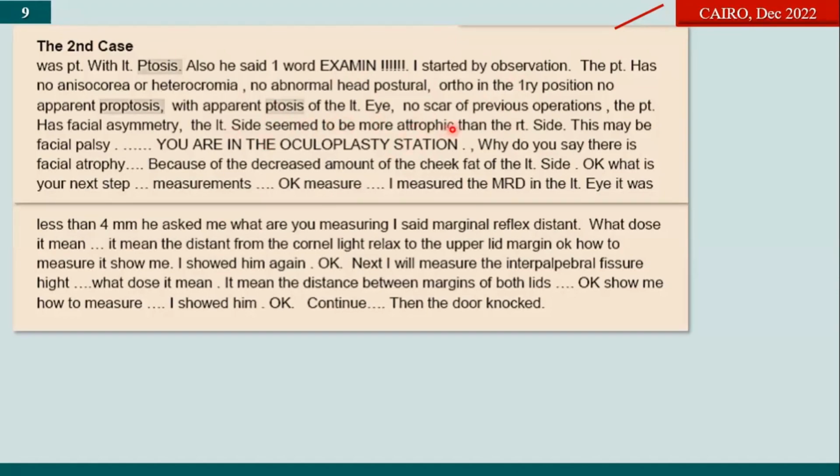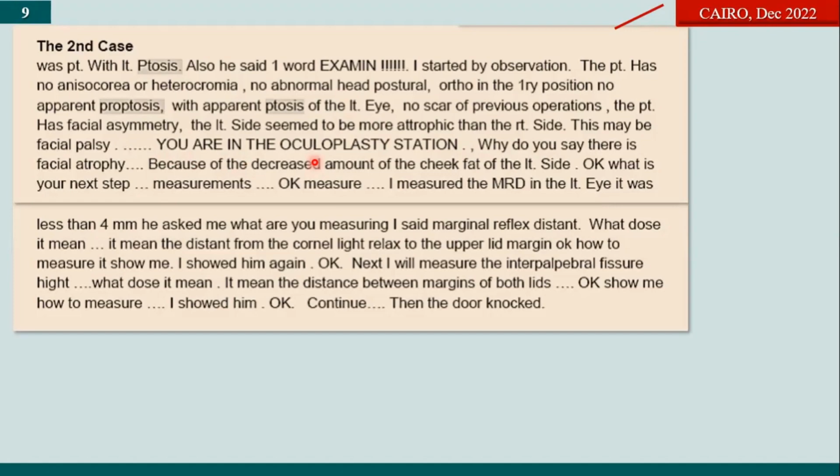No scar of previous operations. The patient has facial asymmetry. The left side seemed to be more atrophic than the right side. This may be facial palsy. You are in the oculoplasty station. Probably the examiner said this, I think. You're in the oculoplasty station. So now you may get the vibe of this station.